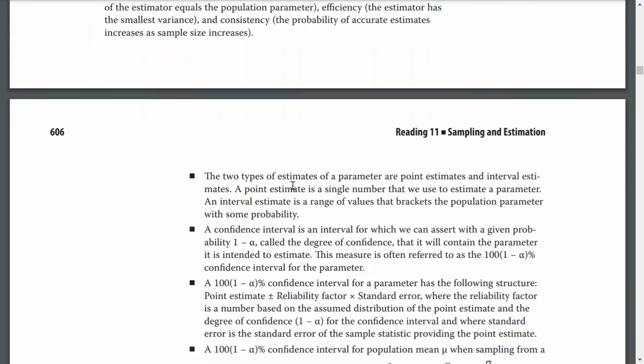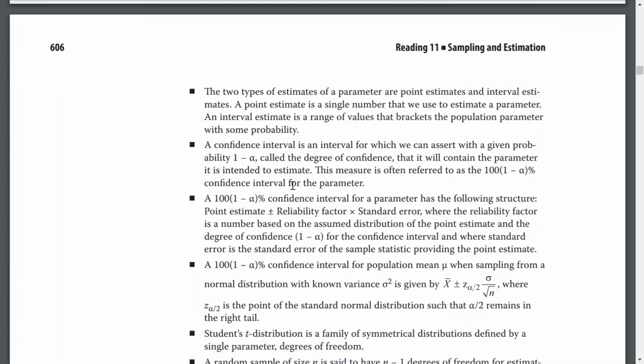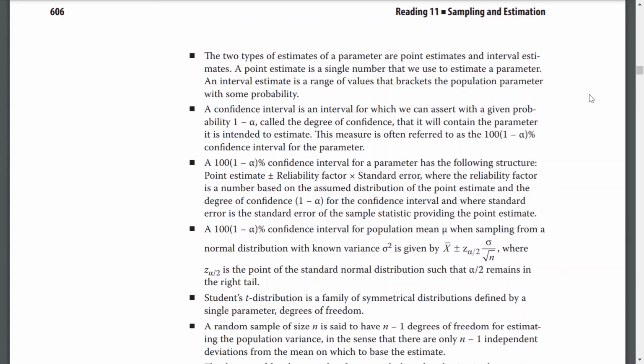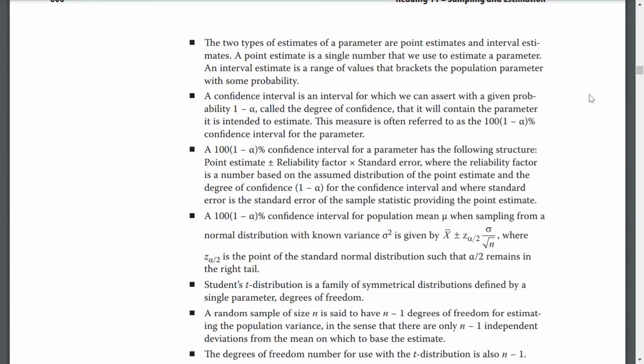The two types of estimates of a parameter are point estimates and interval estimates. A point estimate is a single number that we use to estimate a parameter, and an interval estimate is a range of values, or brackets, for the population parameter with some probability.